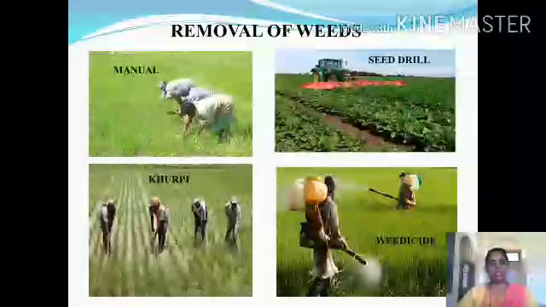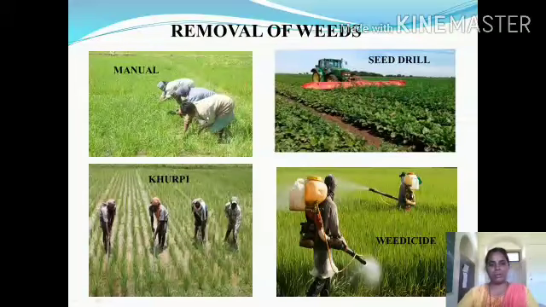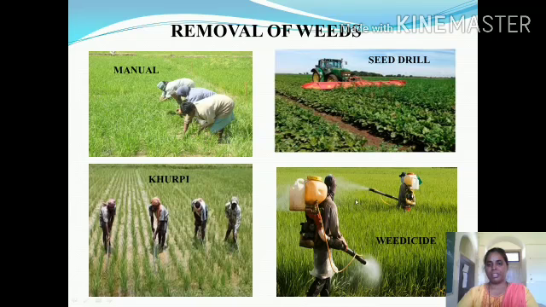See, these are the methods of weeding. Manual method: the farmer is removing the weeds with their hands. Here the farmer is using a kurpi to remove the weeds. Here the seed drills are there to uproot the weeds. Here the weedicide is being sprayed over the weeds to kill them. So these are the four methods of removing the weeds.